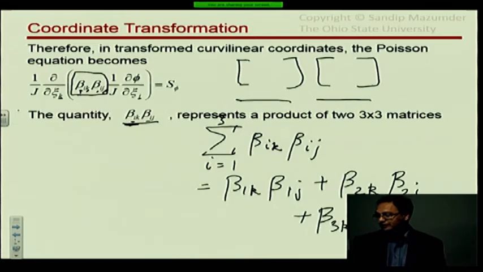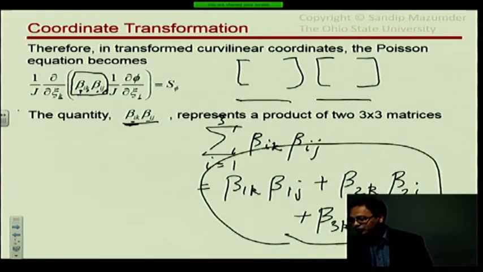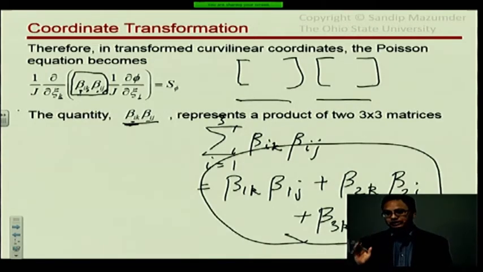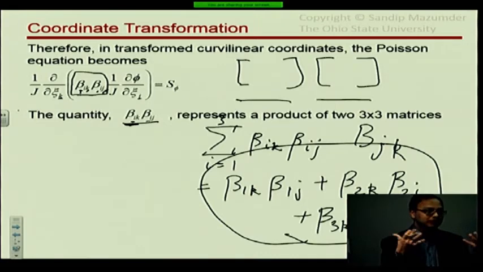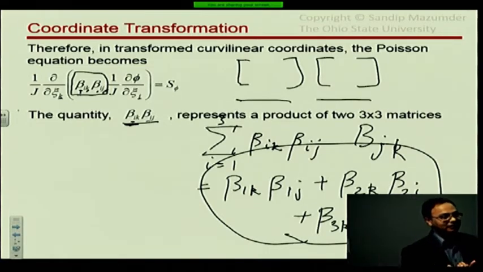Notice that this final answer has no dependence on i anymore. It has only dependence on j and k. So the final answer is going to be some other matrix. If we call that B, it will have indices j and k. It's a product of two 3 by 3 matrices.